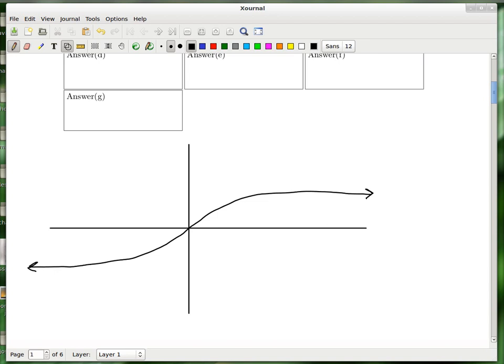So just like at pi over 2, tangent asymptotically goes up to infinity, when you graph arctangent, as x goes to infinity, it asymptotically approaches pi over 2. Okay, and this is the graph y equals arctan x.